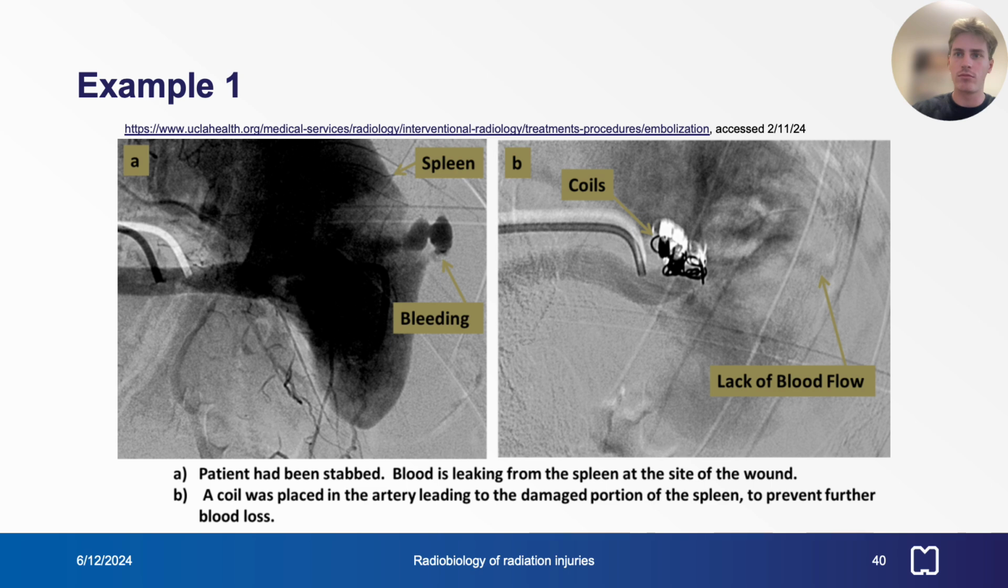Below is shown an example where a patient had been stabbed, and blood was leaking from the spleen at the site of the wound. Then, a coil was placed in the artery leading to the damaged portion of the spleen to prevent further blood loss.